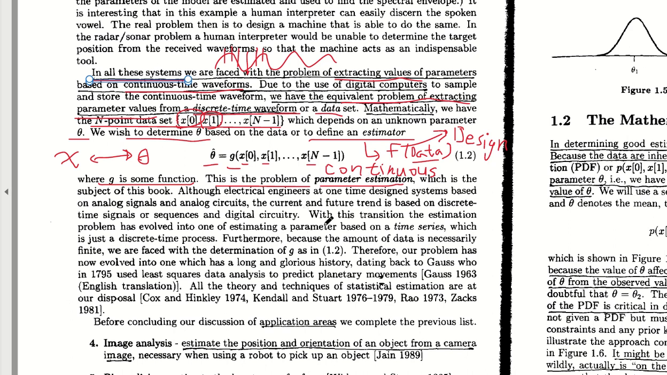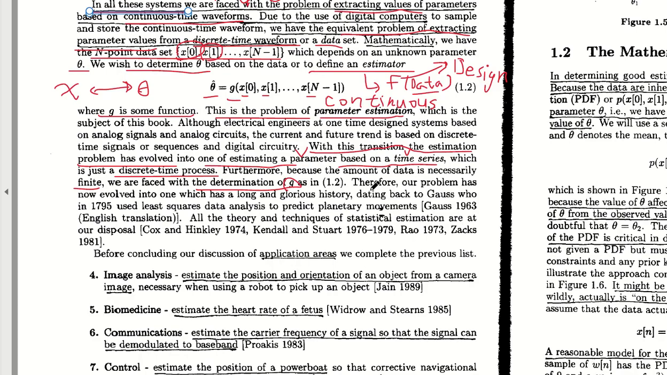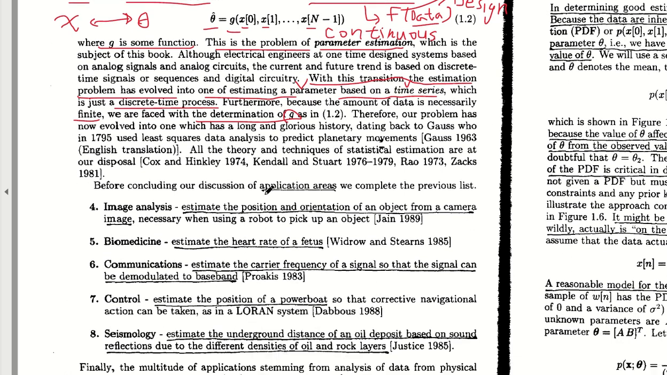Okay. So with this transition, the estimation problem has evolved into one of estimating a parameter based on a time series, which is just a discrete time process. Because the amount of data is necessarily finite, we are faced with the determination of g, so this is not set yet. We're going to do the design of g later on. So therefore, our problem has now evolved into one which has a long history, dating back to Gauss in the 19th century.